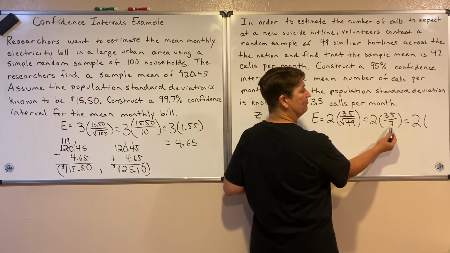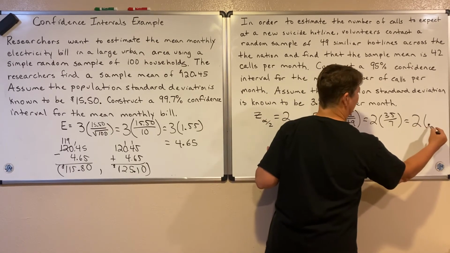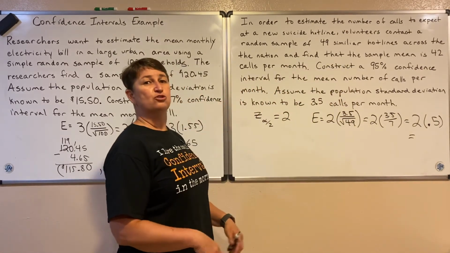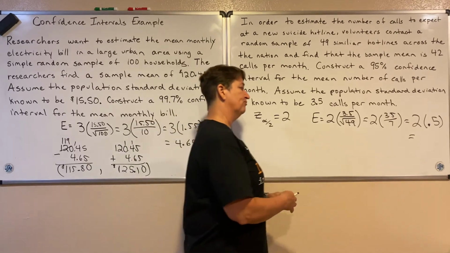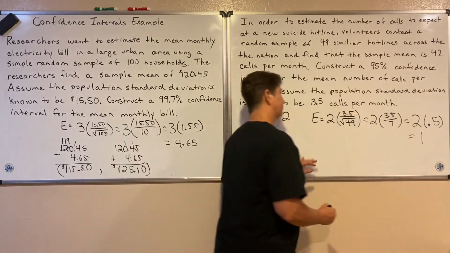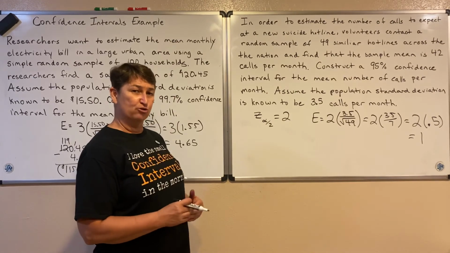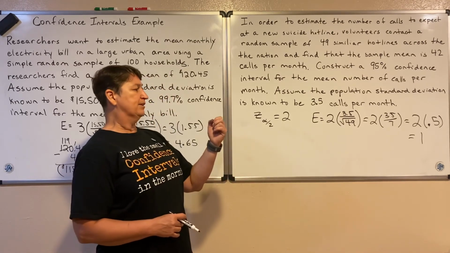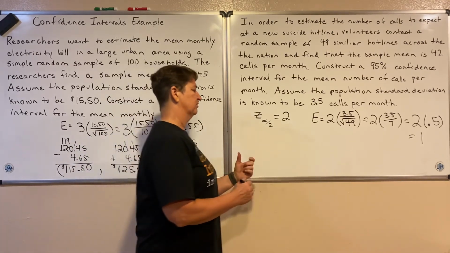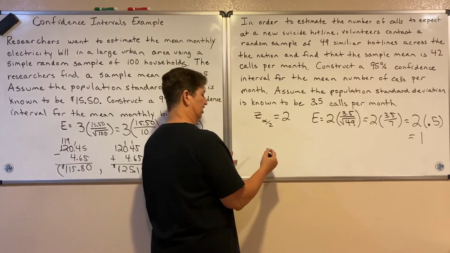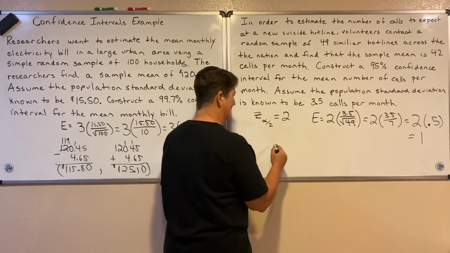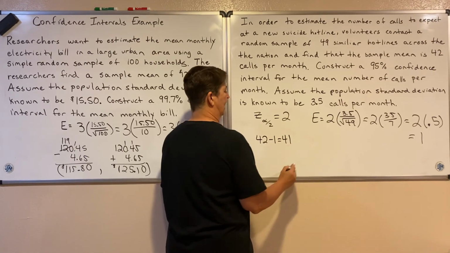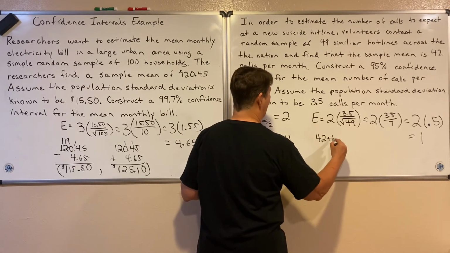35 divided by 7 would be 5. The decimal stays, so I've got 0.5. So 2 times 0.5, 2 halves, equals 1 whole. So my margin of error is 1 unit, is 1 call. And that's out 2 standard deviations. So now to find my confidence interval, I take the mean and I subtract that 1, and I take the mean and I add the 1.